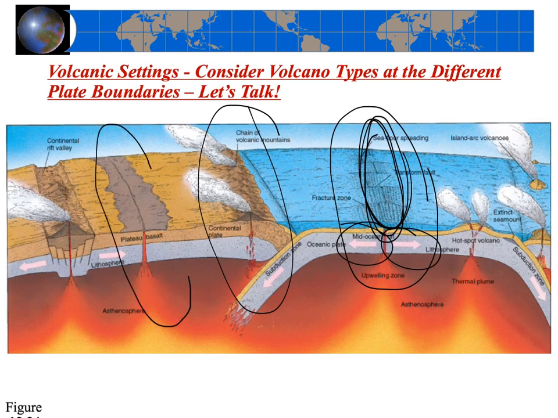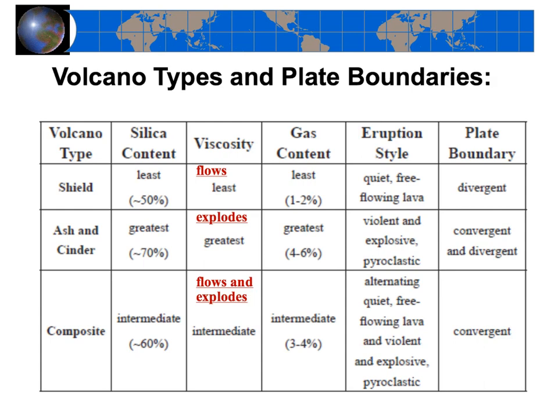This is just a lava plateau here that you can see. The fissure goes really deep down and connects all the way down here, so the molten that comes up is typically mafic, so it's runny, so it just runs over the ground, and eventually layer after layer you get a lava plateau build up. So shield volcanoes got the least amount of silica. It's got a low viscosity, so it flows. Gas content is low, and it's pretty quiet, free flowing, and you get shield volcanoes at divergent plate boundaries.